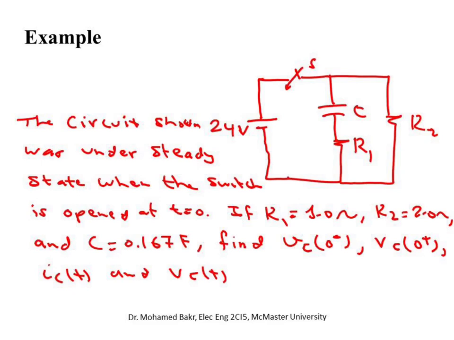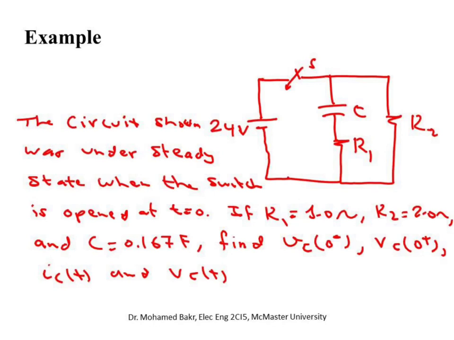Okay, let's consider one more example. We have here an example of a circuit that was under steady state before. So this switch was closed from minus infinity up to time 0. Okay, and then at time 0 suddenly it was opened. So what we can tell just by looking at it is what was happening.